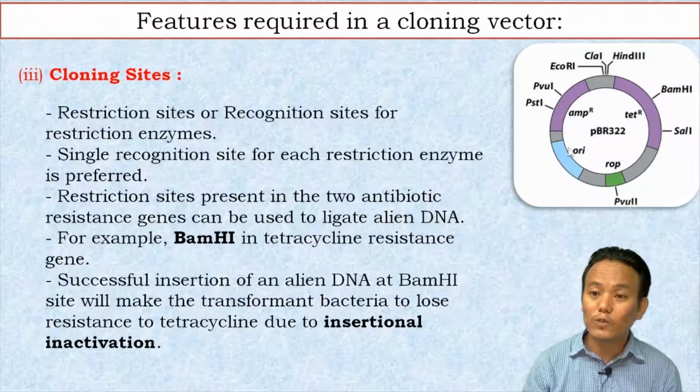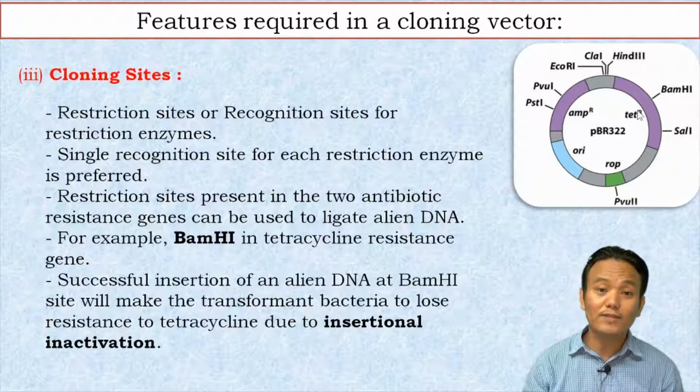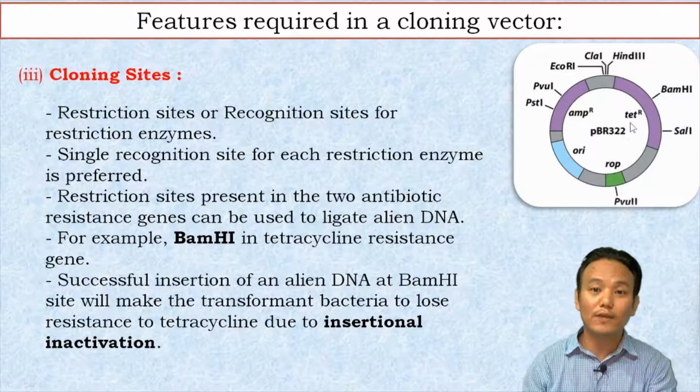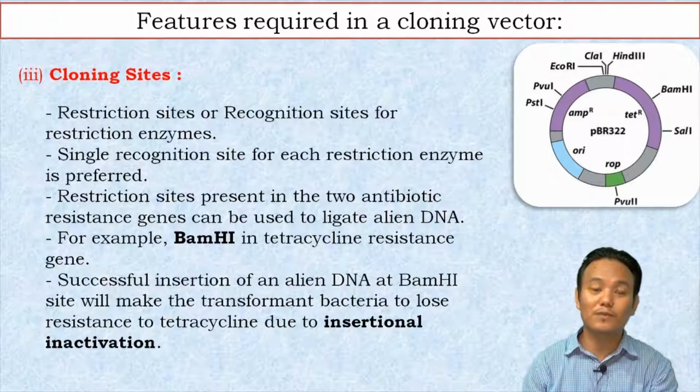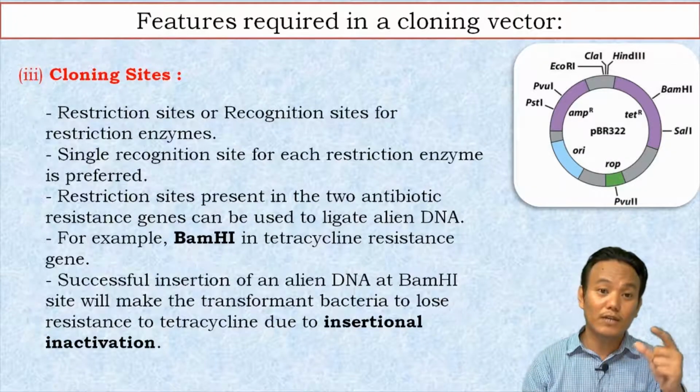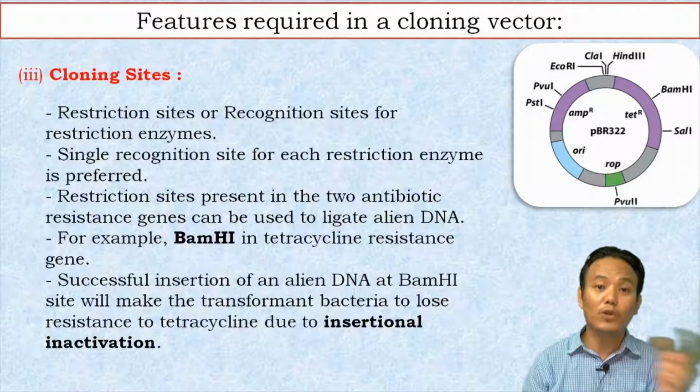And when a host bacterium receives such a recombinant DNA, the host bacterium will be ampicillin resistant, but the host bacterium won't be tetracycline resistant. Why? Because the tetracycline resistant gene has been inactivated due to insertion of foreign DNA right in the middle. Right. So this is important in order to identify recombinants from non-recombinants. Earlier we talked about identification of transformants from non-transformants. Now we will talk about identification of recombinants from non-recombinants.